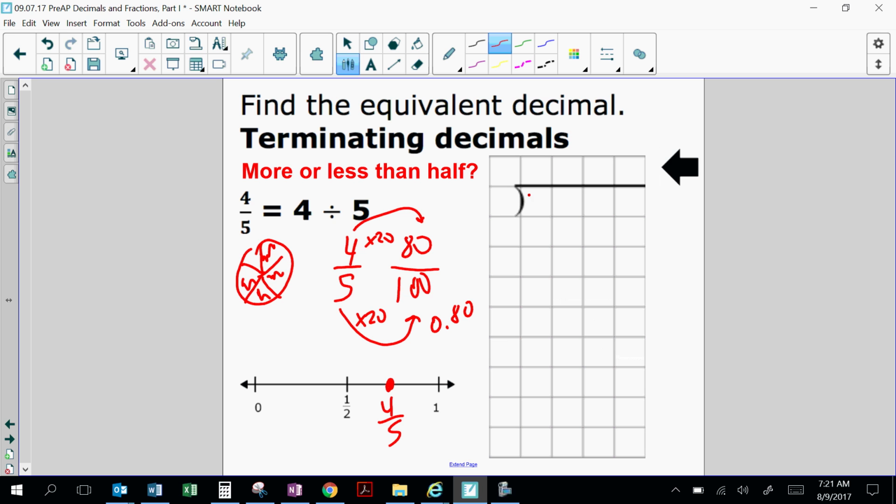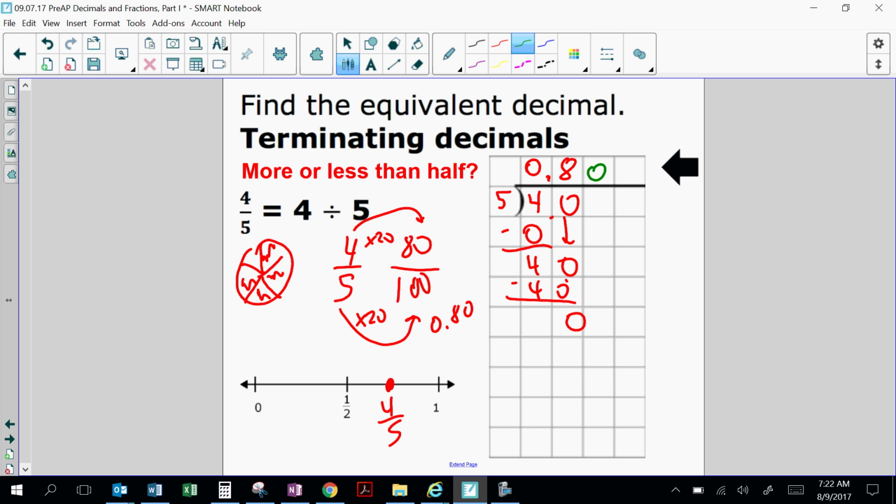That's one way. Or we can divide 4 divided by 5. Can 5 go into 4? 0 times. Can 5 go into 40? 8 groups. And we're done. So 8 tenths, if you affix a 0, 80 hundredths.